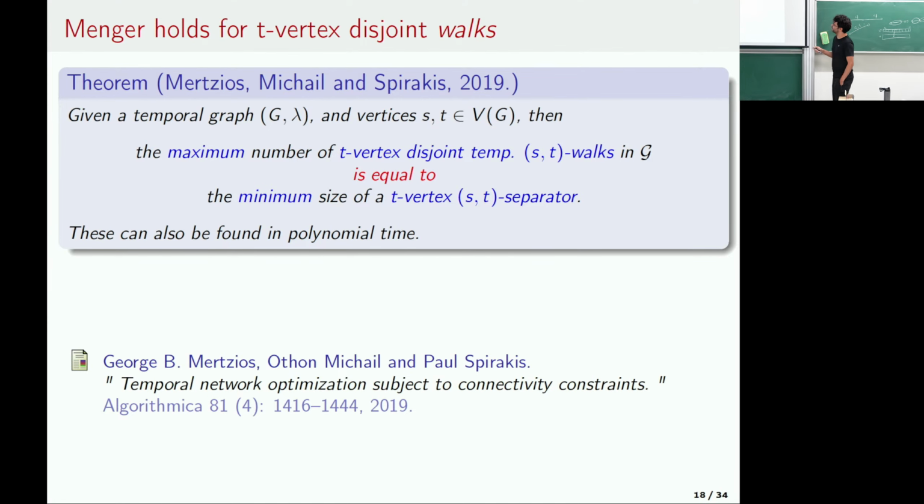The maximum number of temporal vertex disjoint paths is equal to the minimum size of a temporal vertex separator. So when I add this little t here, I'm just abbreviating the temporal thing. And also, the path and the separator can be found in polynomial time. I imagine that you use something like this to prove this. I don't know the proof, but I guess so, because somehow any path in there will be such a temporal walk like this.